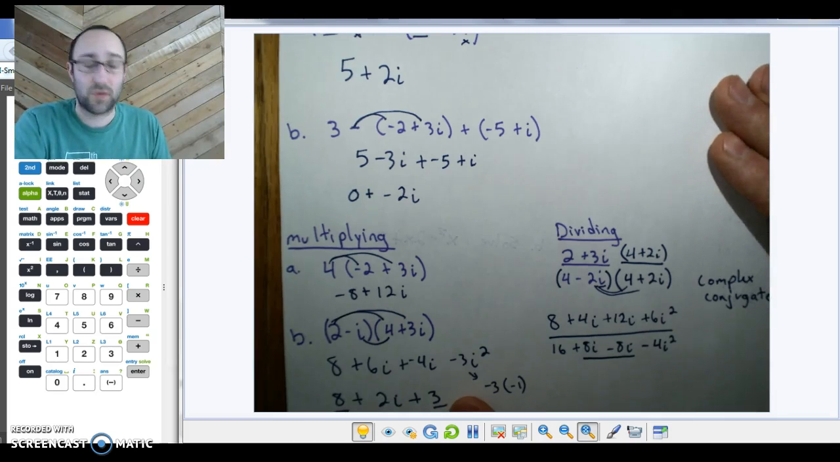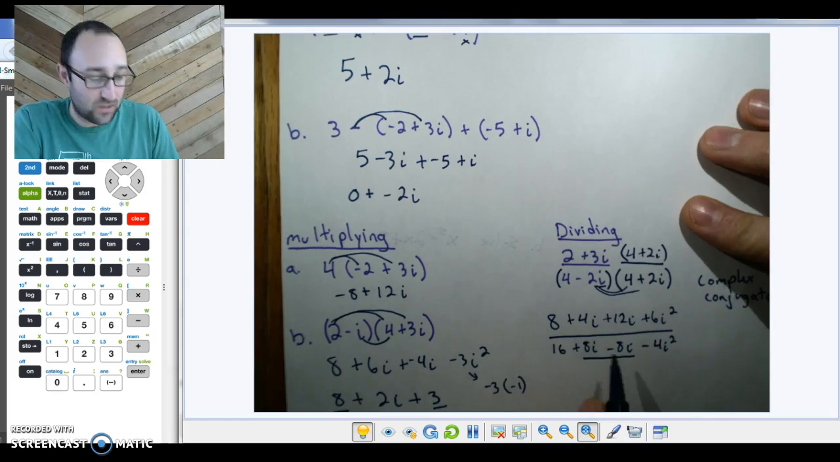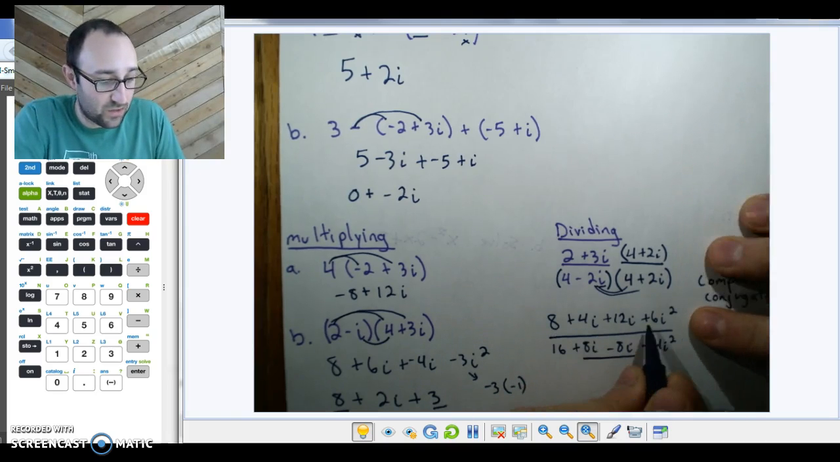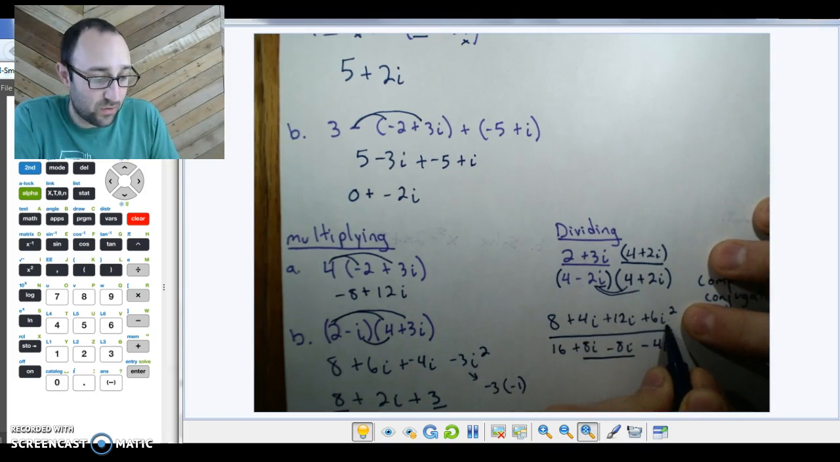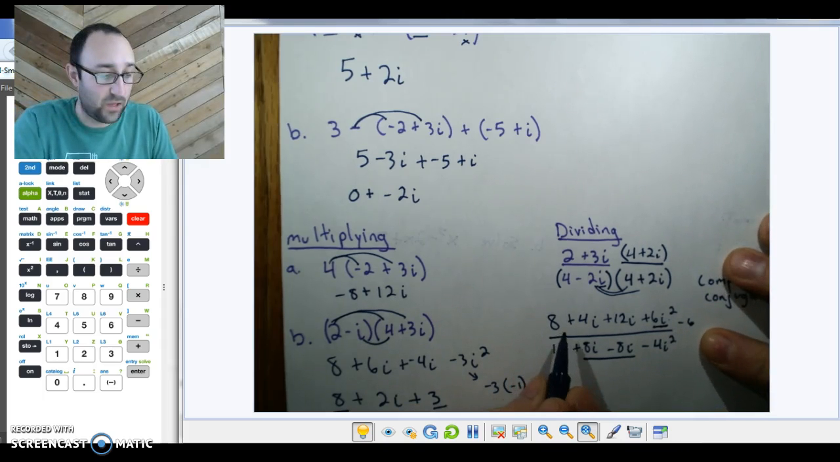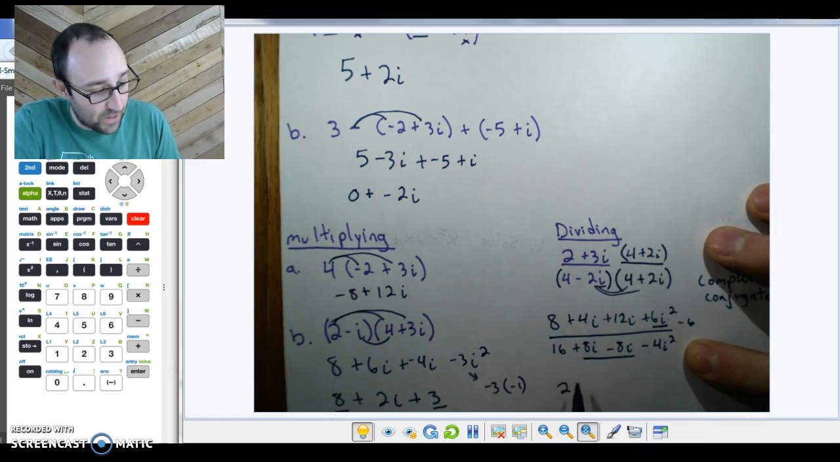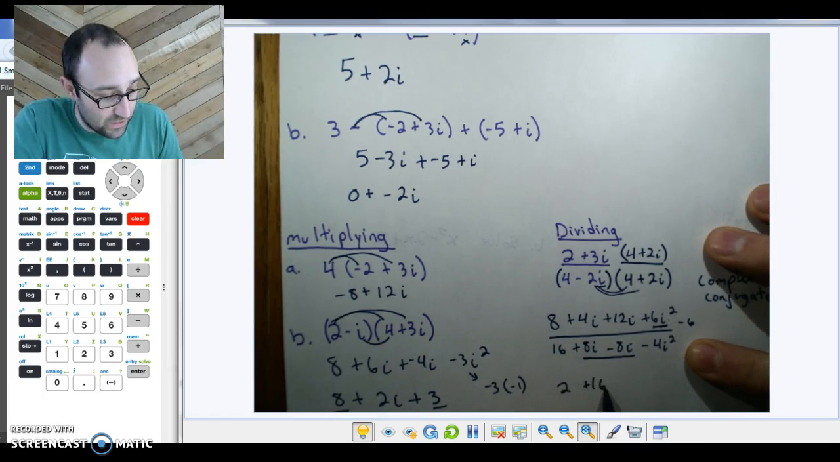That's why we're multiplying by the complex conjugate. The top doesn't necessarily have to cancel out, but the denominator should. So i squared is negative 1, so this whole thing becomes negative 6. I'm just going to write it there so I don't have to rewrite the whole thing. 8 plus negative 6 is 2. 4i plus 12i is 16i.